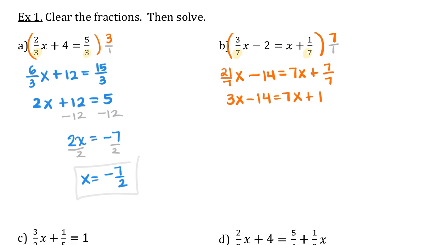And now you can go ahead and solve how you normally like to solve. You could move the 14, the 7, there's many ways to solve this. I trust your solving skills now.